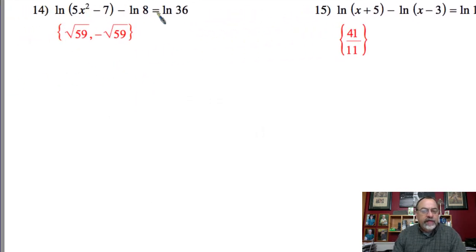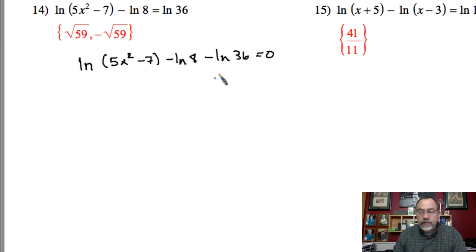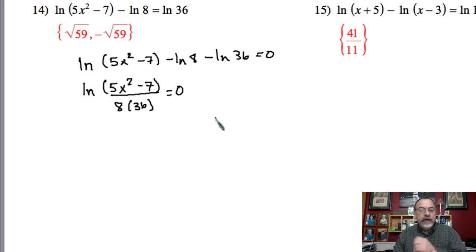Okay, number 14 here, we have another logarithm on the right here, so we're going to need to move that to the other side, so everything's on the one side. So we're going to have this minus natural log 36 is equal to 0. And now that they're on one side, we can apply our properties. So 5x squared minus 7, minus means divided by, and then minus again means divided by, equals 0. Now that we have a single logarithm, we change it to exponential, so the base e to the 0, but anything to the 0 power is 1.